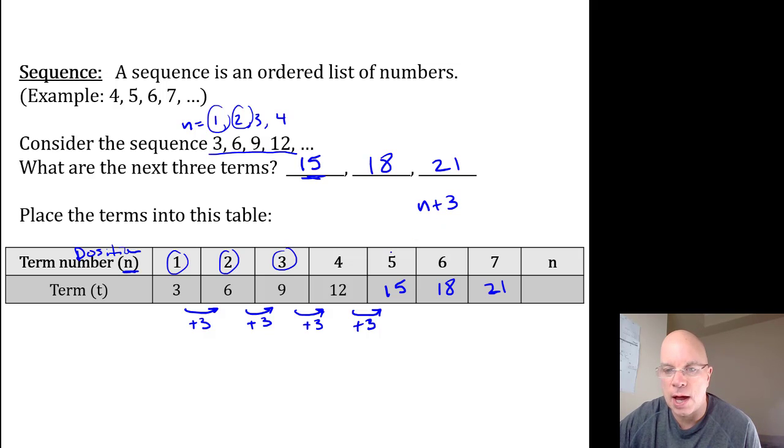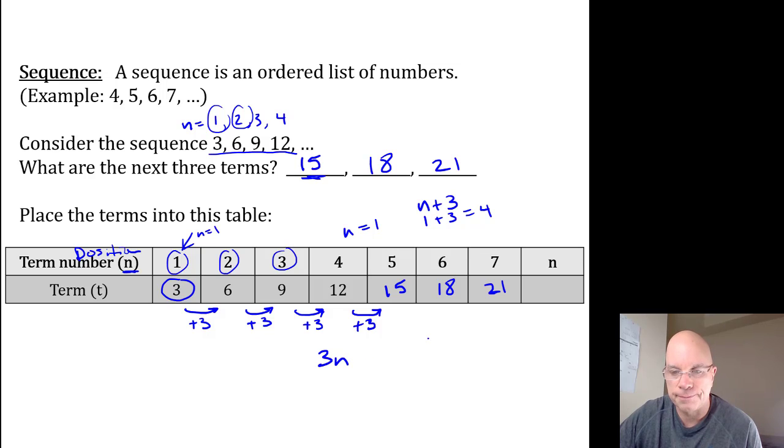n plus 3 is not the rule for this sequence, because when n equals 1, right here, if n equals 1, then when I substitute that value into n, 1 plus 3, I get 4. But when n equals 1, I don't get 4, I get 3 in my sequence. So when you see this plus 3, plus 3, plus 3, it doesn't mean you add 3 to n, it means you multiply n by 3. So the rule for this sequence would just be 3n.